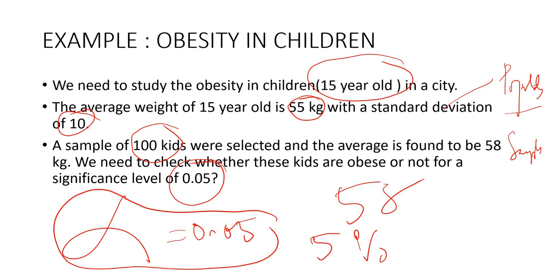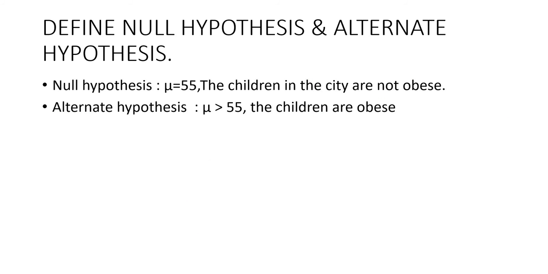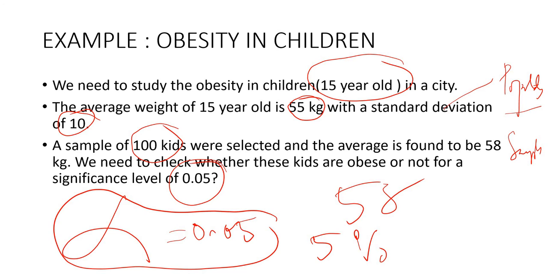Okay, fine. We will get into this example. First we need to define the null hypothesis and alternate hypothesis. You need to understand these two terms. Then what is the null hypothesis? Our null hypothesis is mu equal to 55, the children in the city are not obese, because the average value given is 55.